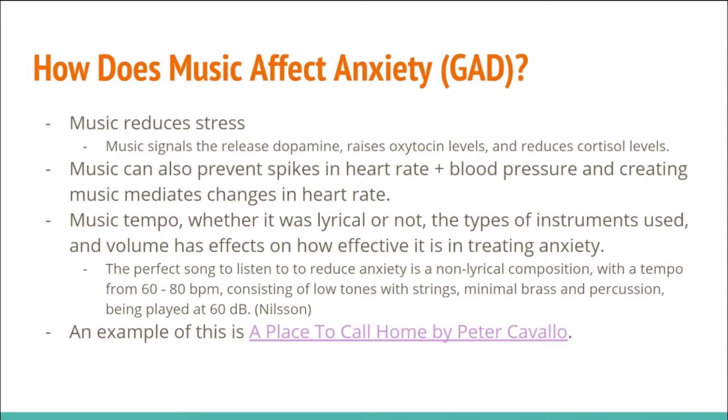It was also shown in the same review that music tempo, whether it was lyrical or not, the types of instruments used, and the volume has effects on how effective it is on helping patients with anxiety. The tempo of the music was the most important factor out of these in the studies. The use of slow and flowing music with 60 to 80 beats per minute appeared to have the most positive outcomes on relaxation and pain relief.